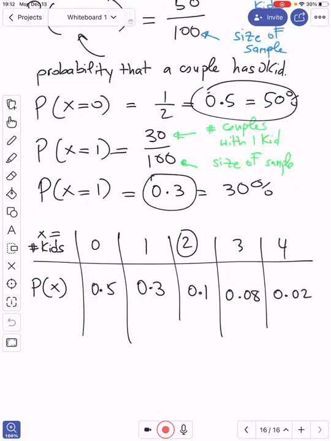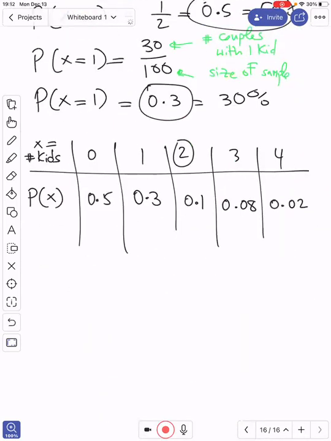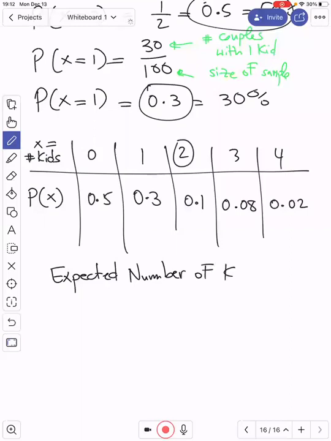All right, once you've got your probability distribution, then we need to find the expected number of kids for a randomly chosen couple. So the expected number of kids. Expected number, as I said, is always like the mean. It means the mean mu.